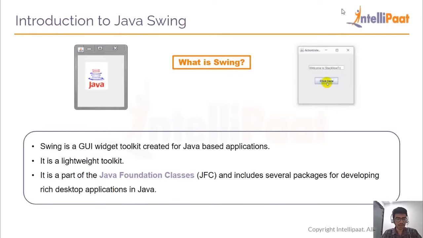It is a part of the Java Foundation Classes and includes several packages for developing rich desktop applications in Java. The Java Foundation Classes basically contain three packages: Java AWT, the Abstract Window Toolkit, Java Swing, and Java 2D. All these packages combined are basically used for creating graphical user interfaces in Java.